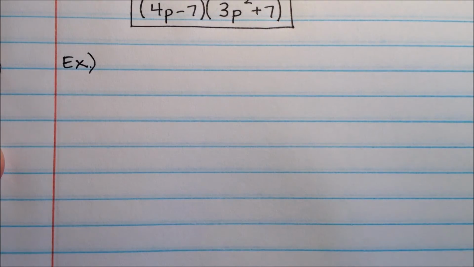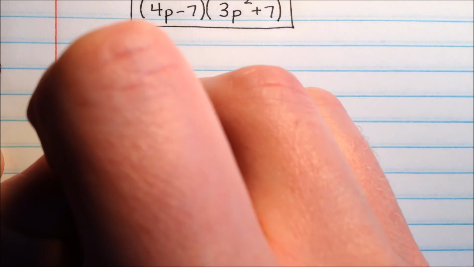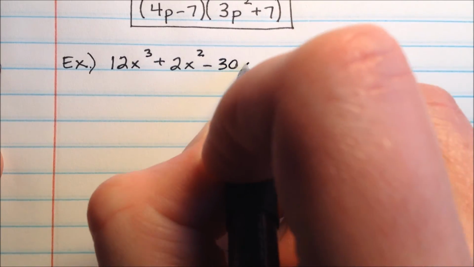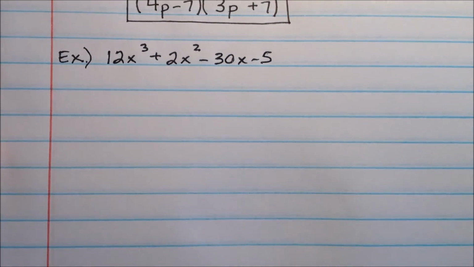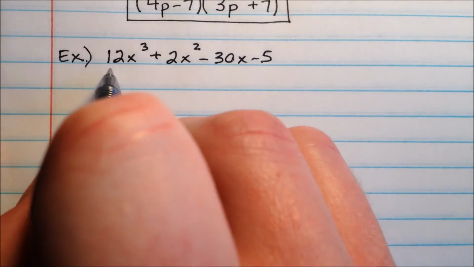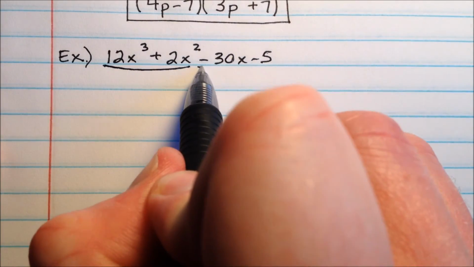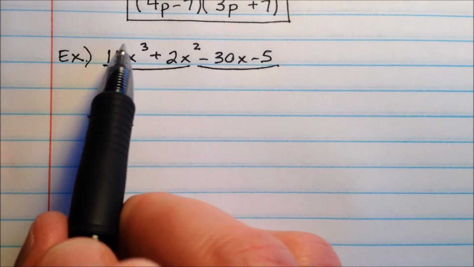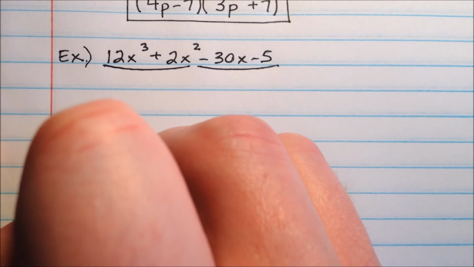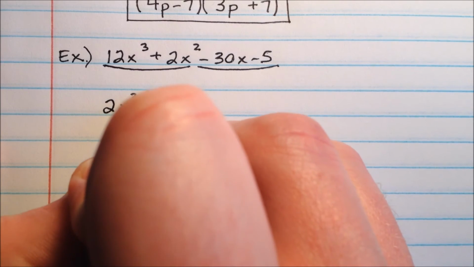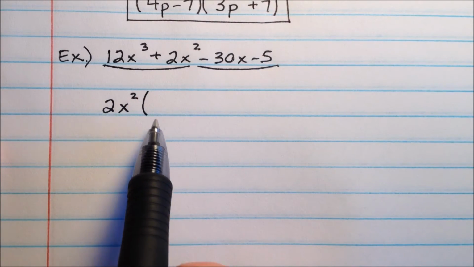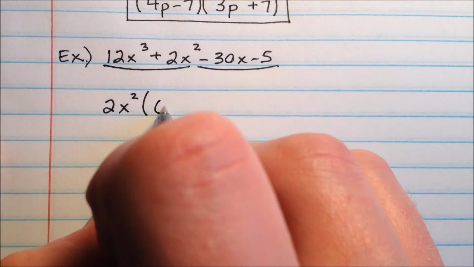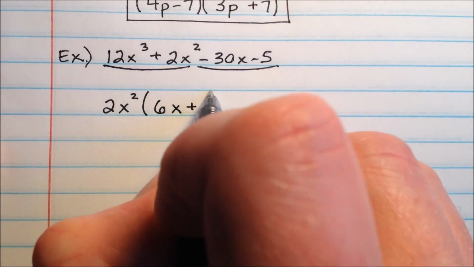The next example that we're going to do is 12x cubed plus 2x squared minus 30x minus 5. I'm going to roll this just like we did before. I'm going to group the first 2 terms together and the last 2 terms together. And I'm going to take the greatest common factor out here, and it looks like it's going to be 2x squared. So what do I have left over after I do that? Looks like 6x plus 1.